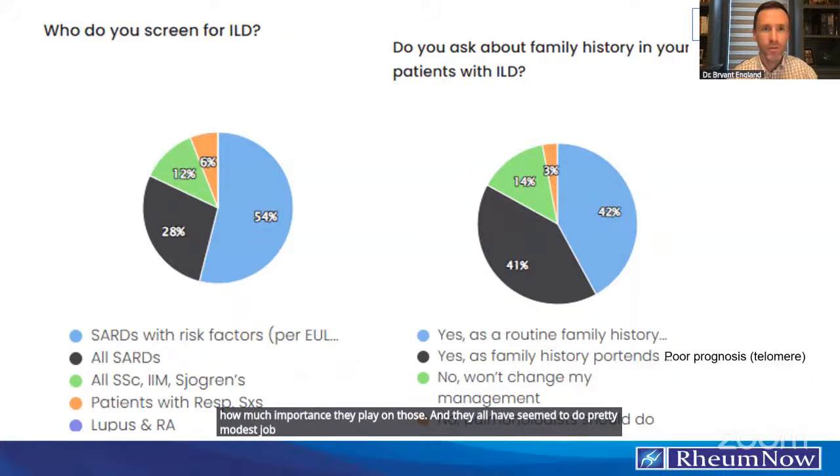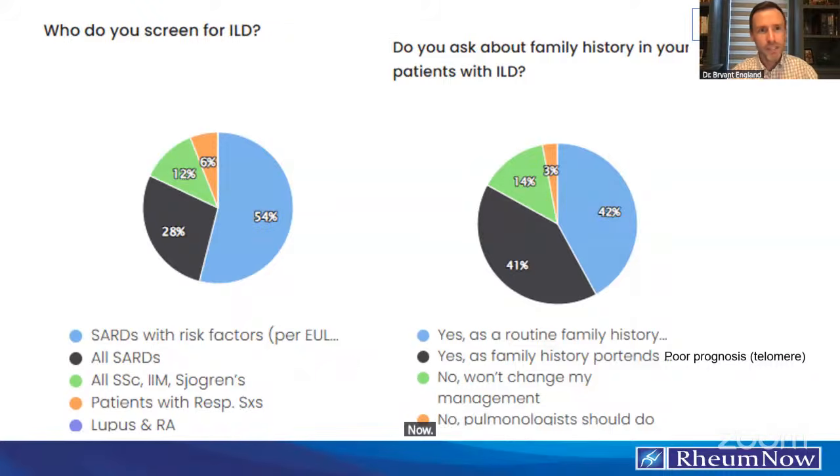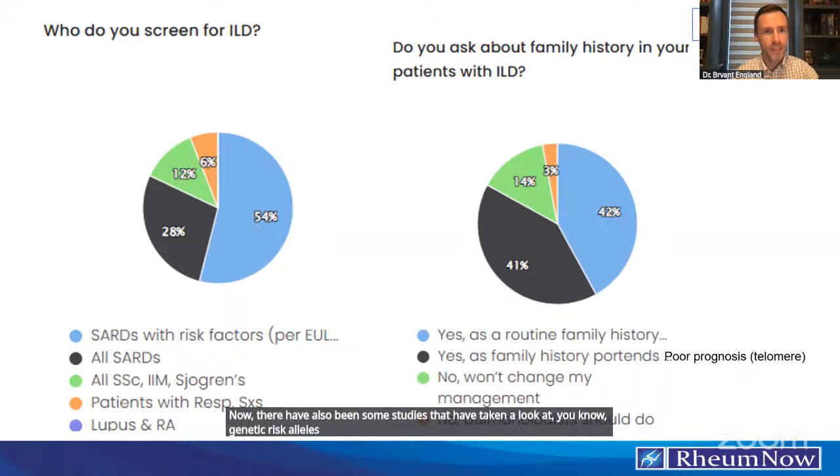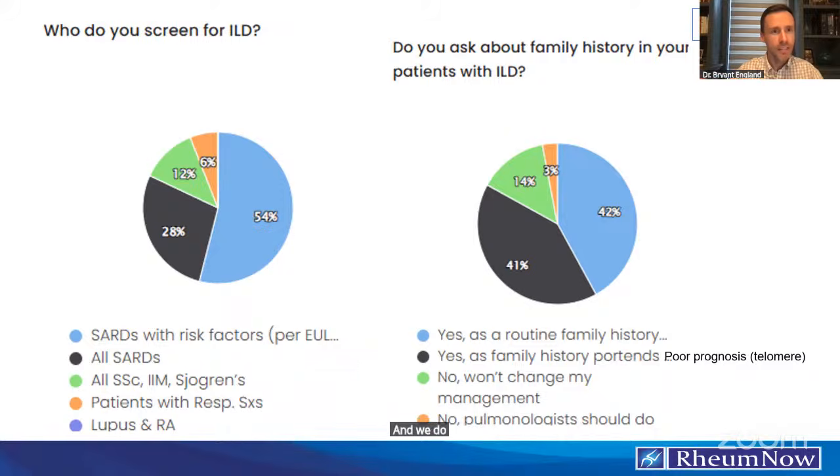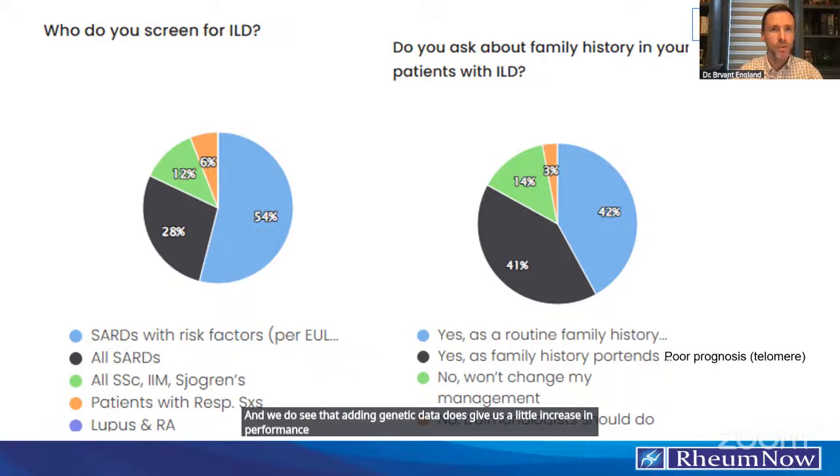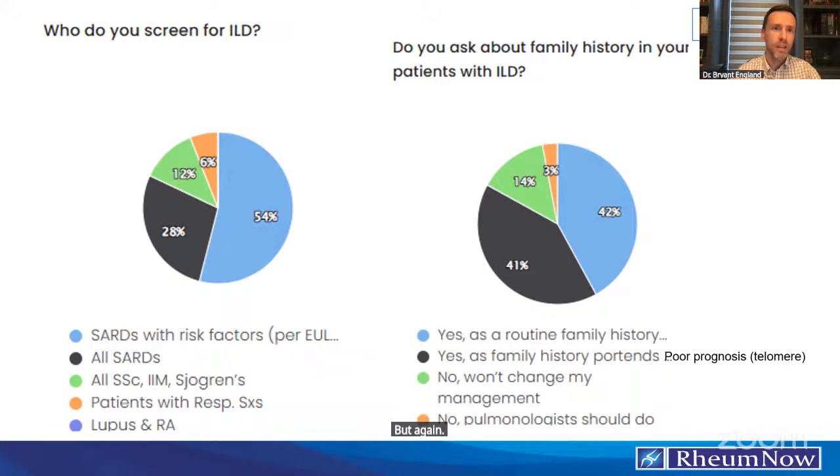None of them are perfect. There have also been some studies that have taken a look at genetic risk alleles and added those on top of clinical risk factors to come up with combined genetic and clinical risk scores that can help us risk stratify ILD. And we do see that adding genetic data gives a little increase in performance in discriminating those with and without. But again, nothing that is ready yet to be implemented widely clinically.